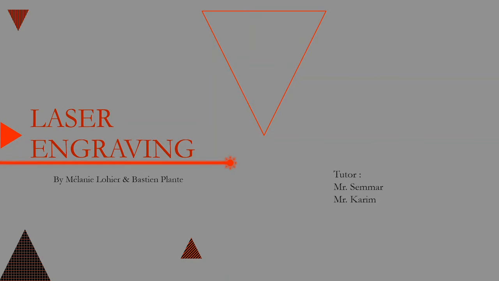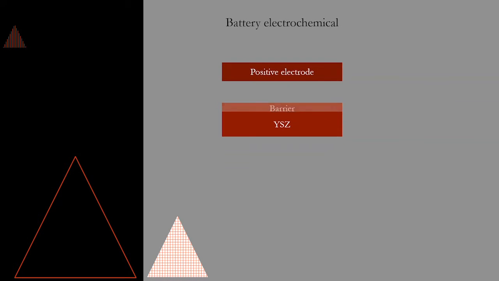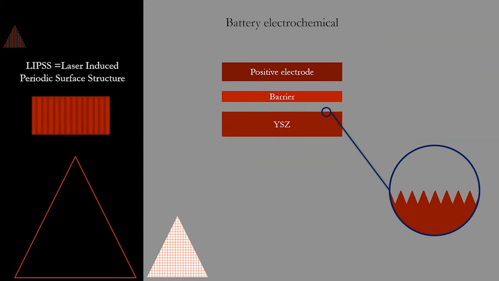Hello and welcome to our video presentation of our scientific project concerning laser engraving. Our project takes place in a bigger one that is led by a PhD student. His aim is to improve electrochemical batteries. The work is focused on the part between the positive electrodes and the electrolyte, which is made out of yttrium stabilized zirconia, which we call YSZ.